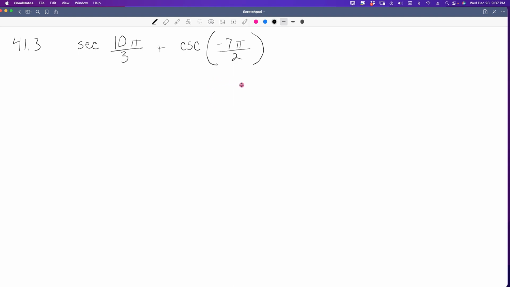All right, so first things first, let's get rid of pi. I just like doing that straight away. So this is going to be 10 times 180 divided by 3, and the cosecant is going to be -7 times 180 divided by 2.